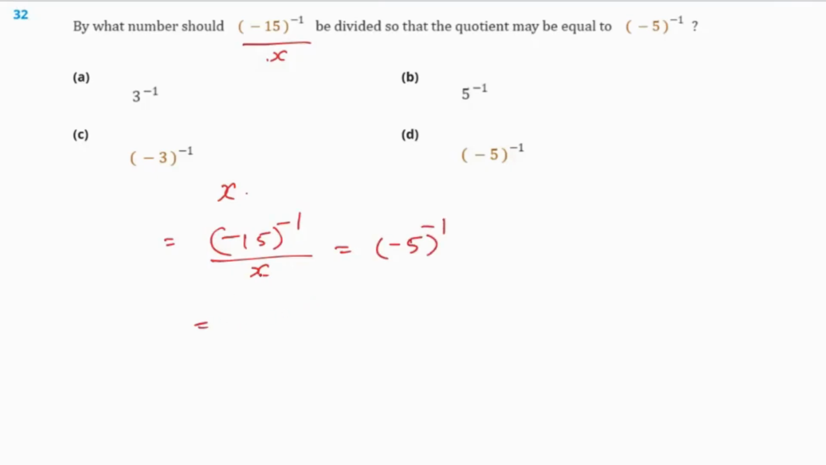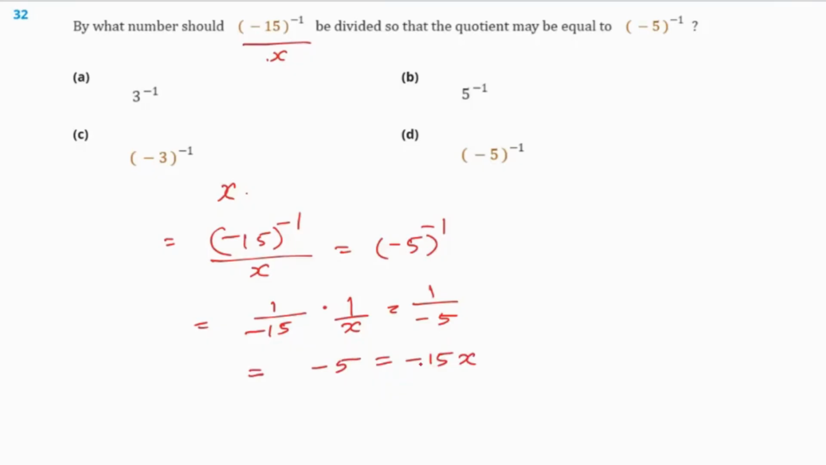Okay. So (-15) raised to -1 we can write as 1 by -15, with the minus symbol also there. So 1 by -15 divided by x becomes the reciprocal, into 1 by x, is equal to (-5) raised to 1 -1. We can write it as 1 by -5. So this we can write as -5 is equal to -15x.